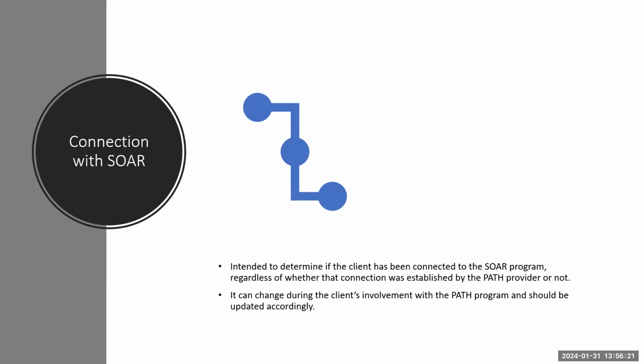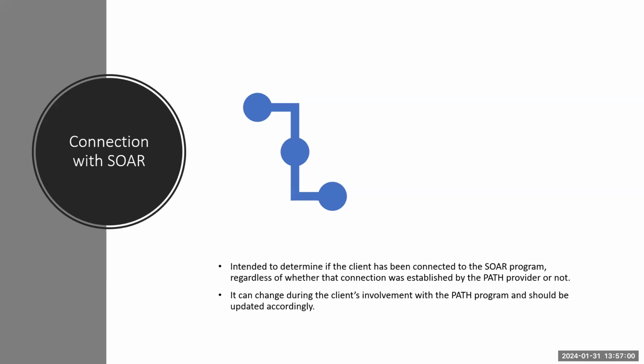There's another data element that asks about a client's connection to SOAR. SOAR is a referral process, an application process for SSI for individuals who are qualified and who have been enrolled in PATH. So it's for individuals who have severe mental health or disability who are actively in a homeless or at-risk situation. It's intended to determine if a client has been connected to a SOAR program, regardless of whether that connection was established by the PATH provider or not.